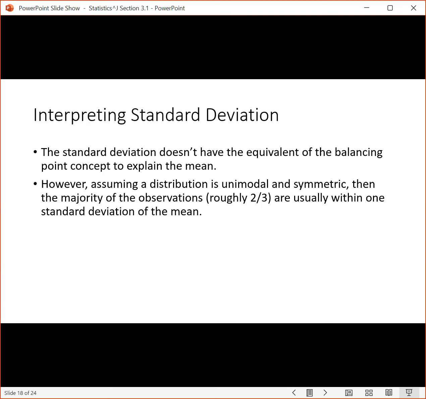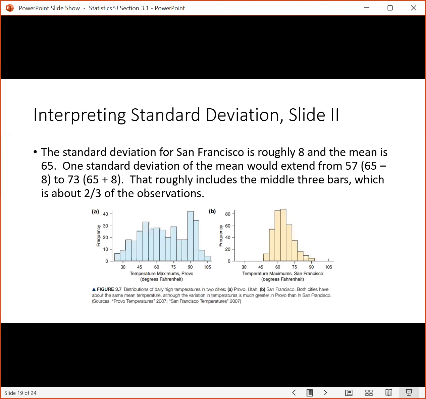If you calculate the standard deviation for a unimodal symmetric distribution, and once you've got the standard deviation, you add it to the mean to get one standard deviation above the mean, and subtract it from the mean to get one standard deviation below, that region is going to contain 2/3 of the data within the distribution, typically. Okay, so we can look at that in the cases we just discussed.